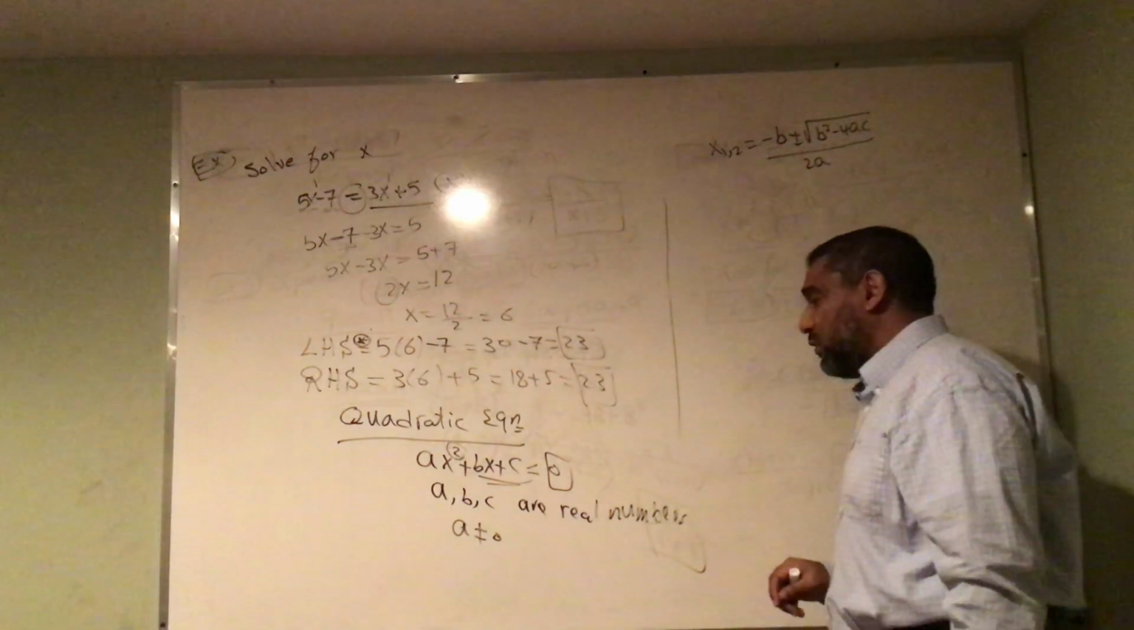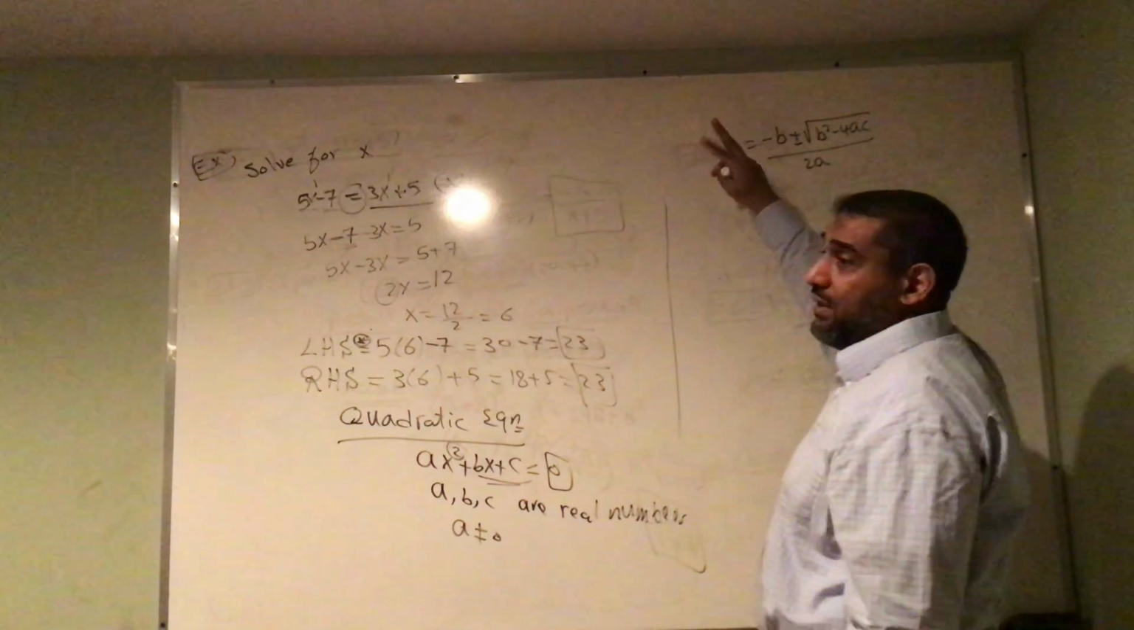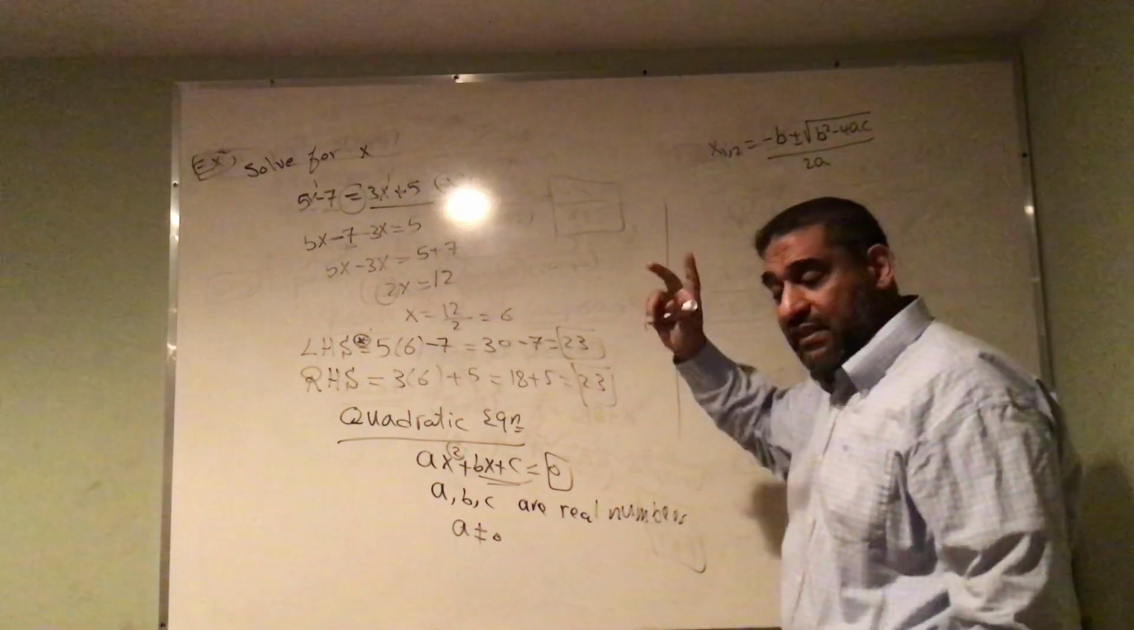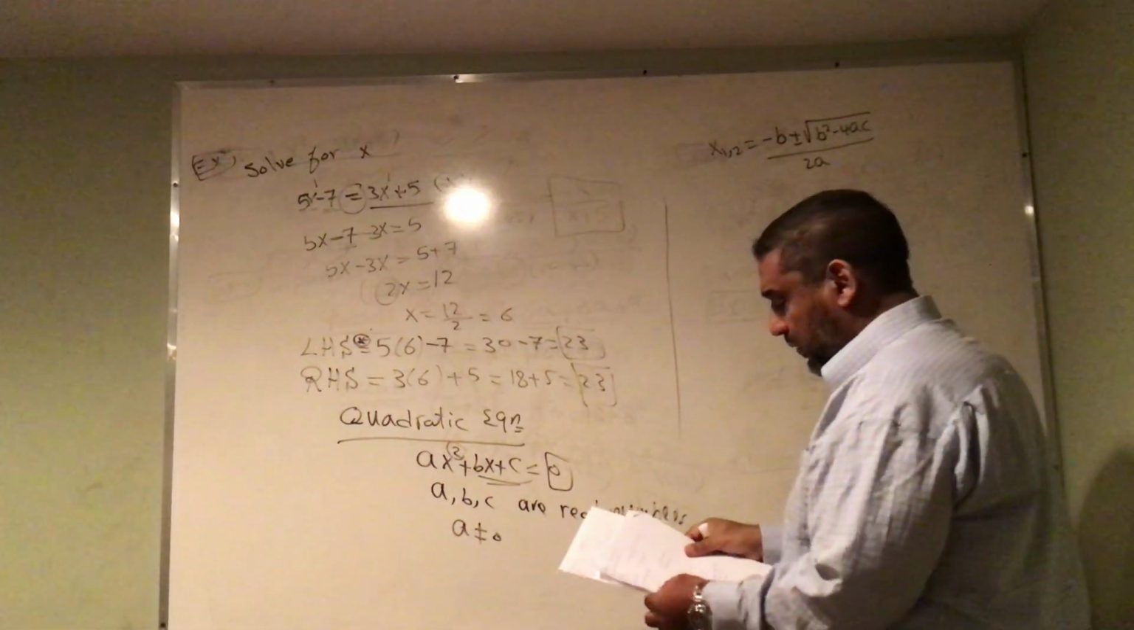I'm expecting to get 2 values for x. So that is, we write x1 and x2. The x1, the first value for x, and x2, the second value for x. So let me give you an example here, how to solve this one, guys.